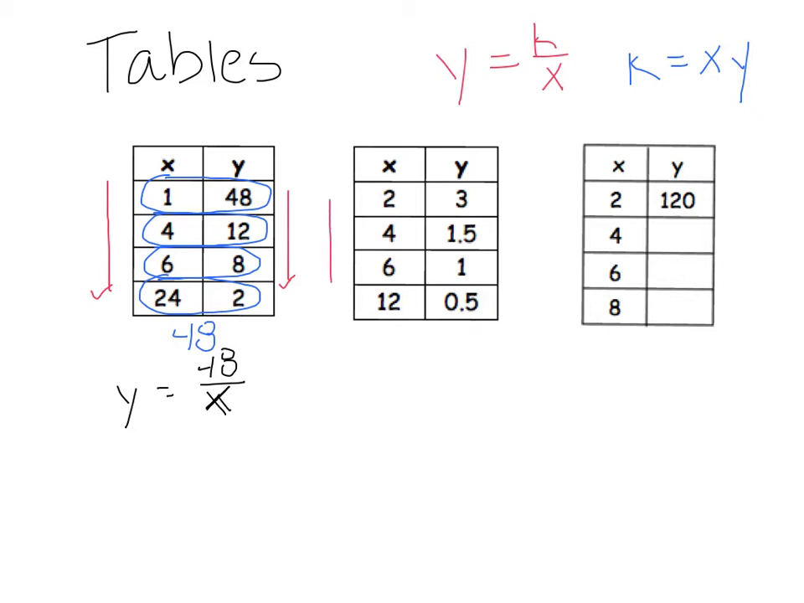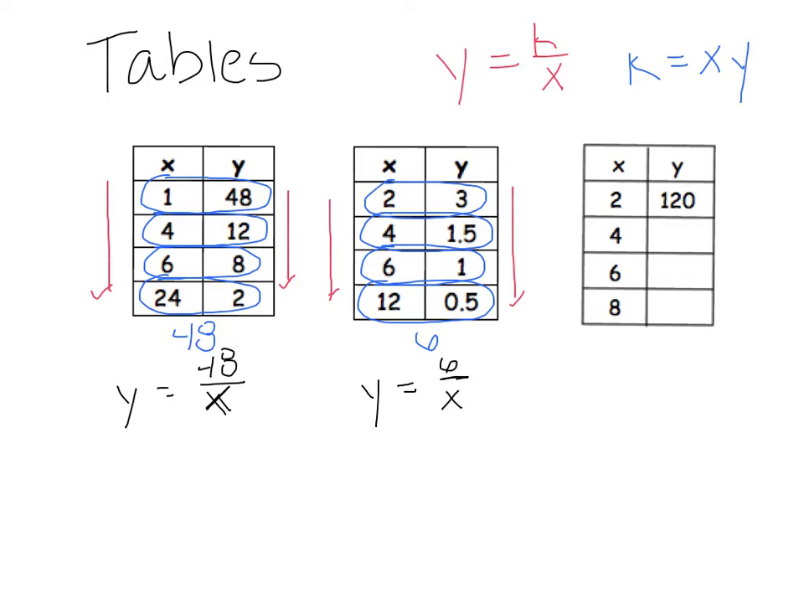Let's look at the second table. As the x's get bigger, the y's also get smaller. So this could be inverse variation. Now we want to check to see if they multiply to be the same thing every time. 2 times 3, 4 times 1 1/2, 6 times 1, 12 times 1/2. What do they all multiply to be? 6. So in this case, our equation for this table is y equals 6 divided by x.